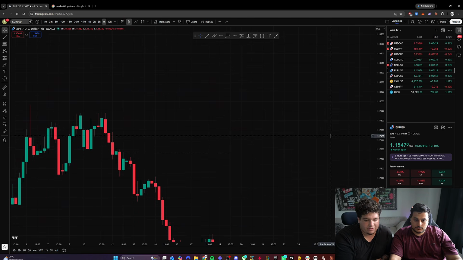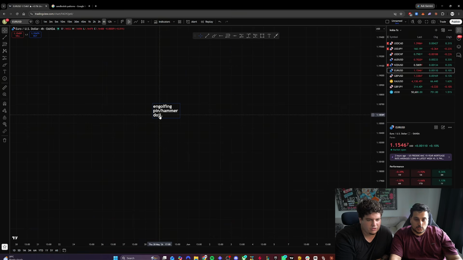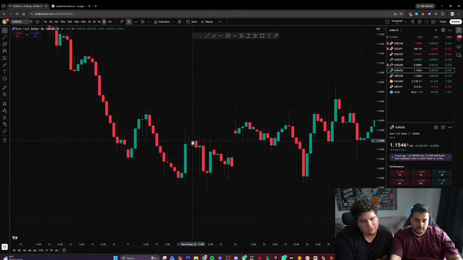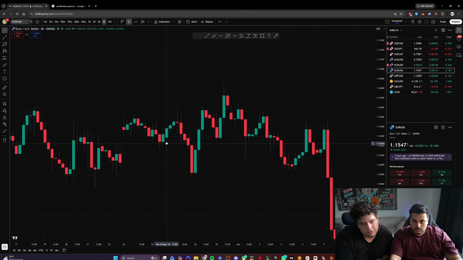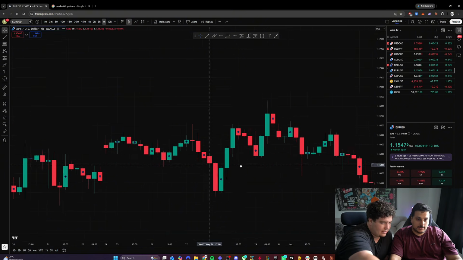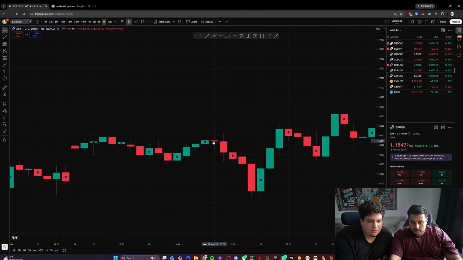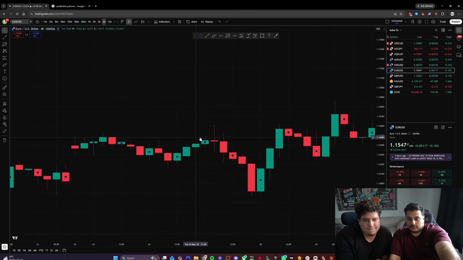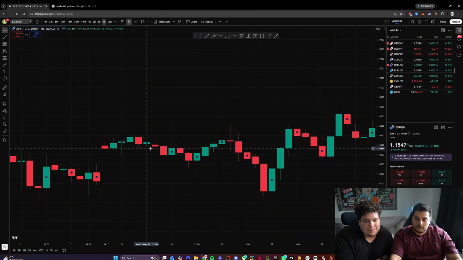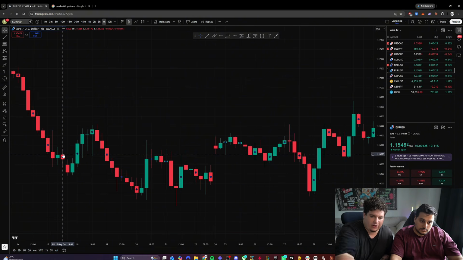Now, if we go back, the last one that's important is the doji. Think of it as like a cross, where the body is very, very small. The close and open are very close, and it just looks like a cross. That's considered a doji. Doji basically means indecision, no winners between buyers or sellers. Following a doji, something always happens. It either engulfs, or it would do a pin hammer.